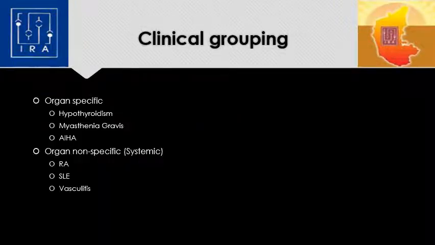Based on how the disease develops, we group autoimmune diseases into two major groups. One is what we call organ specific, which is targeted to specific organs. For example, autoimmune thyroid disease, very commonly called Hashimoto's thyroiditis, which causes hypothyroidism. In hypothyroidism, patients have a damaged thyroid as a consequence of autoimmune disease.